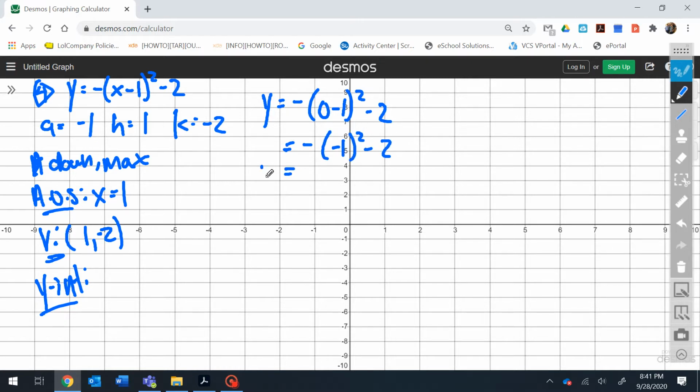Alright, so this is where most mistakes are made. The negative 1 gets squared and then multiplied by negative 1, this negative sign. So negative 1 squared is positive 1, but this negative sign on the outside keeps it a negative. So it's negative 1 minus 2, which is negative 3. So the y-intercept would be 0, negative 3.